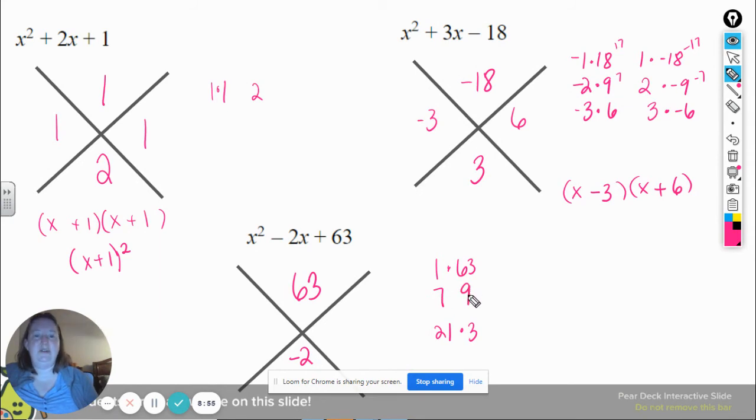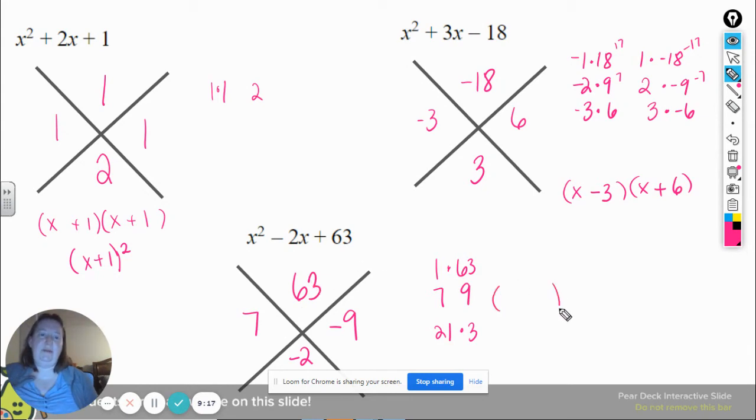Now, which one should be positive and which one should be negative? I know I need 7 and I need 9, but I want to have a total of negative 2. So hopefully you're seeing that has to be a negative 9 to get that total of negative 2. So I'm adding these to get the bottom number, and I'm multiplying these to get the top number.